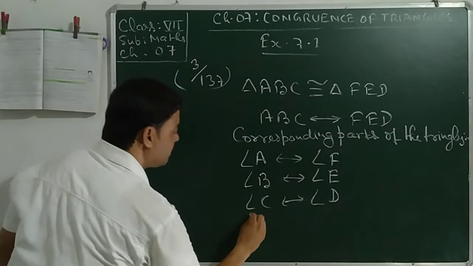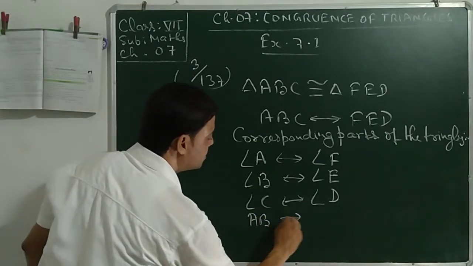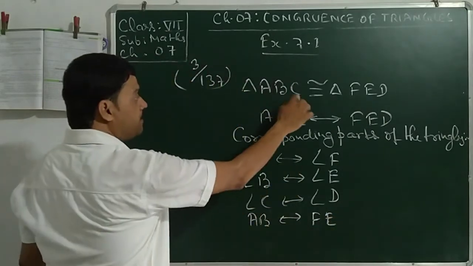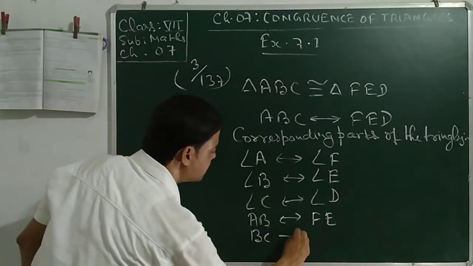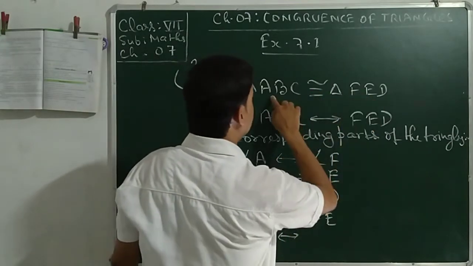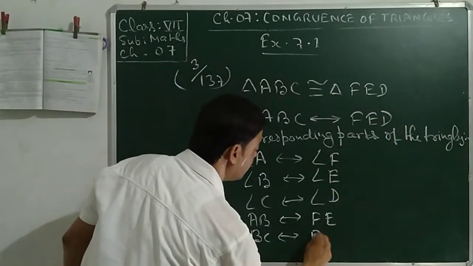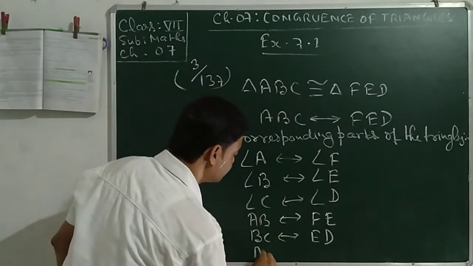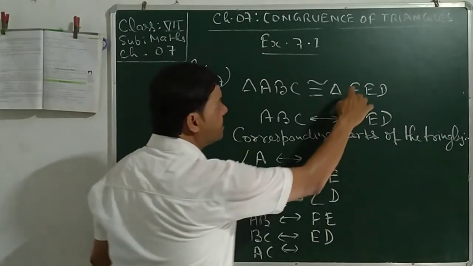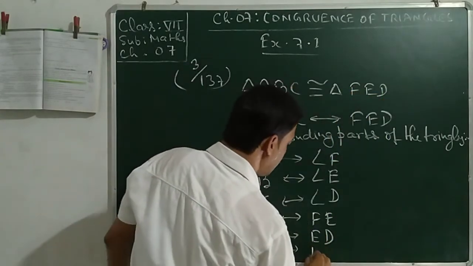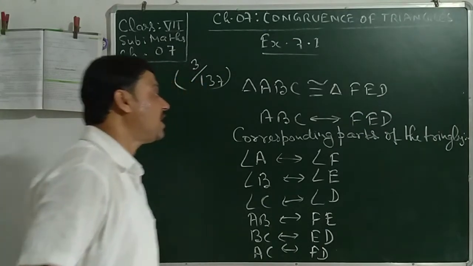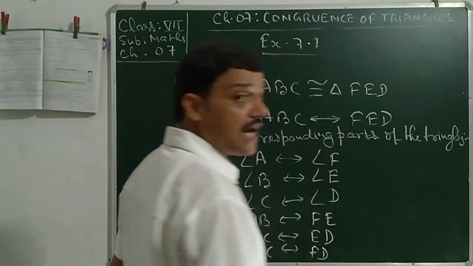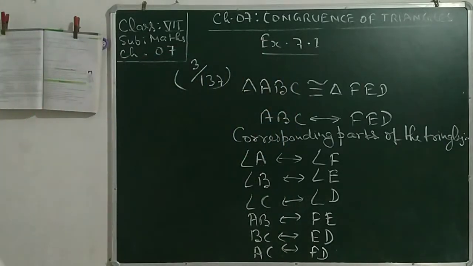Similarly, side AB, first and second alphabet, matches to first and second alphabet, side FE. Secondly, BC, second and third alphabet, matches second and third alphabet, that is ED. And last one, AC, first and third alphabet, matches first and third alphabet, FD. These are the corresponding parts of congruent triangles, that is CPCT. Come to the fourth one now.